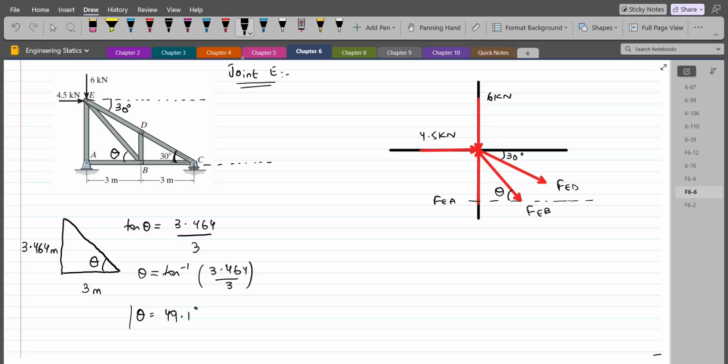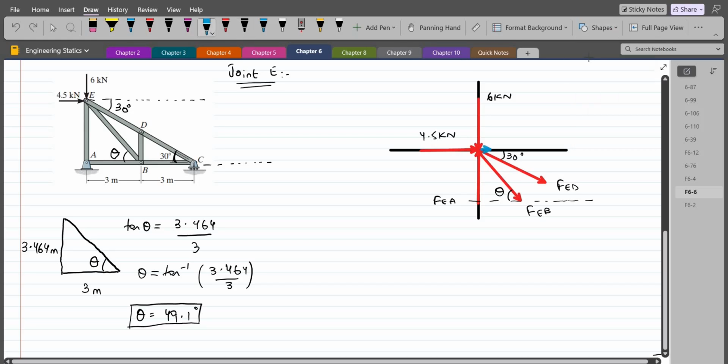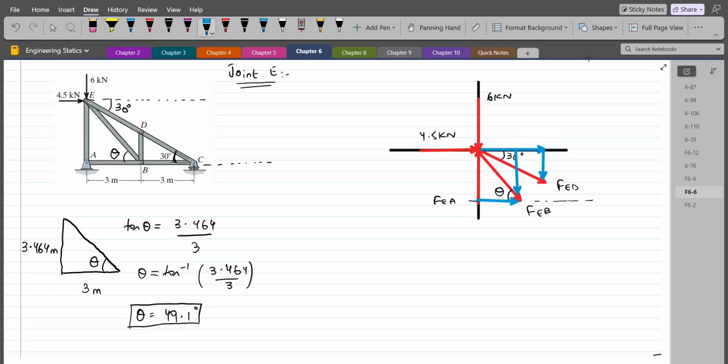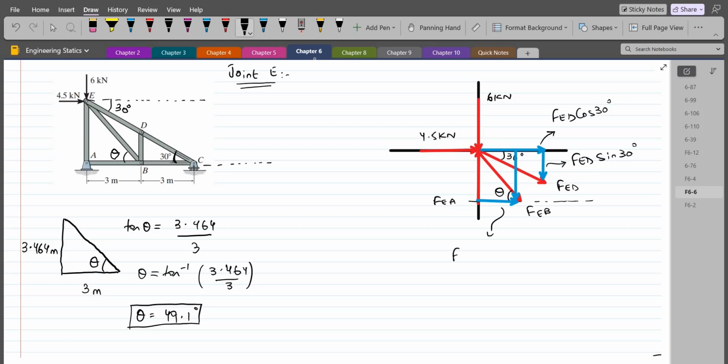Now we can resolve the FEB force and the FED force into their components. So I have a horizontal component and the vertical component, a horizontal component and the vertical component. So let's label them. This right here is FED cos 30. This is FED sin 30. The horizontal component of FEB is FEB cos theta, and the vertical component is FEB sin theta. So I hope the free body diagram for the joint E is clear to you all. Now we can apply the equations of equilibrium.